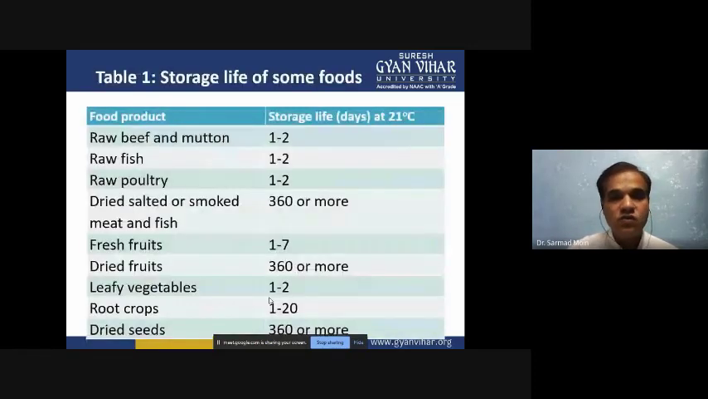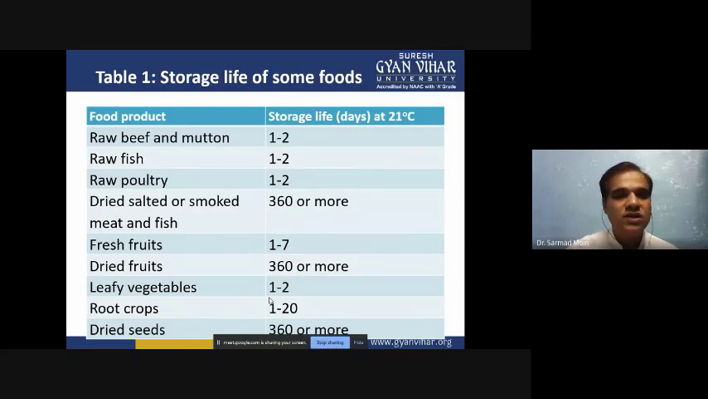Okay, now the storage life of some foods. Different foods have a natural capacity to cope with food spoilage. After a particular time, they cannot be stored any longer, because the time between food storage and utilization will be finished, and after that spoilage starts and the food is not usable for consumption. That's why, if more than the storage life has passed, you cannot utilize the food, because it will spoil.